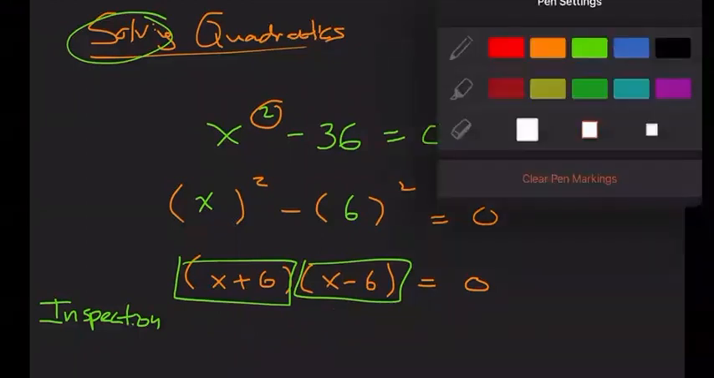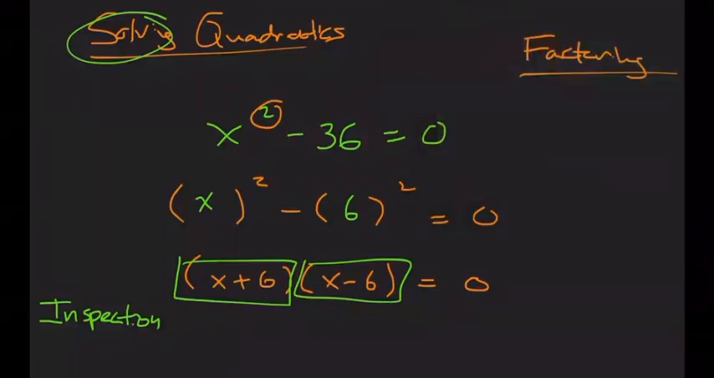So x plus 6, x minus 6. Let's take this second parentheses. What value would we have to plug in for x to make this whole parentheses equal 0? Take a second and think about it.